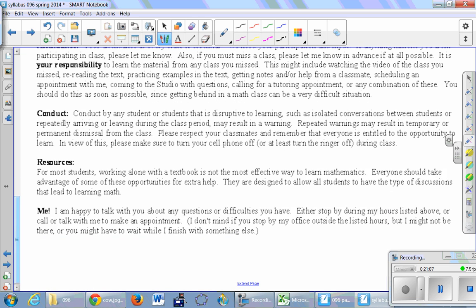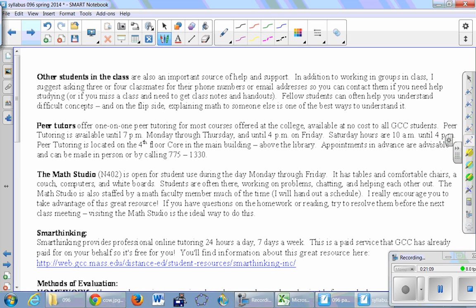Resources. I am one of your resources. On the next page, other students in the class are your resources. Try to learn their names as soon as you can. It might be a good idea to get phone numbers or email addresses from some of your table mates so you can communicate. There's free peer tutoring available. I think I'll have somebody come into our class and give some details on that pretty soon.